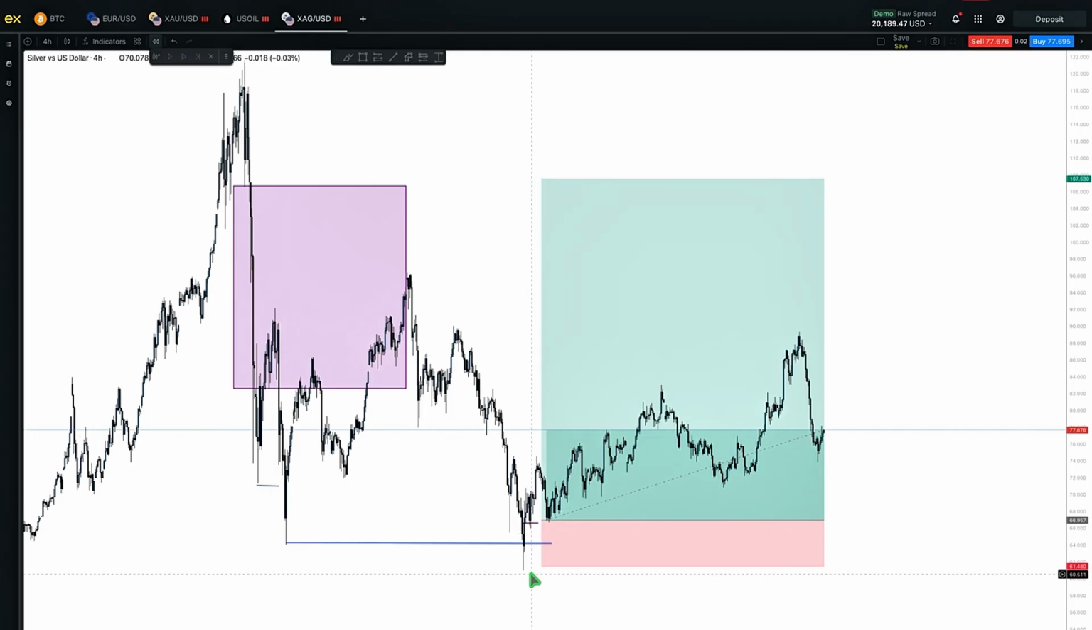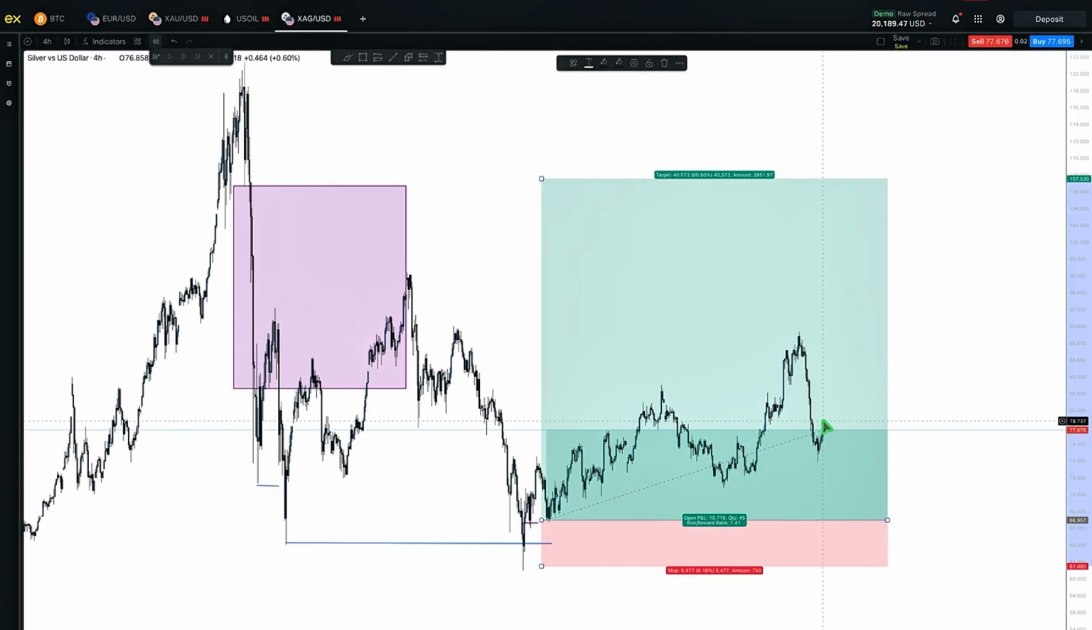If price comes down and sweeps this low, then your trade will be invalid. Okay, it won't be valid anymore. So you can see silver is still trading here, and I'm expecting the price to go up. It can always come down and sweep these lows, but eventually it will go up and touch the top of this fair value gap, and this is your target.